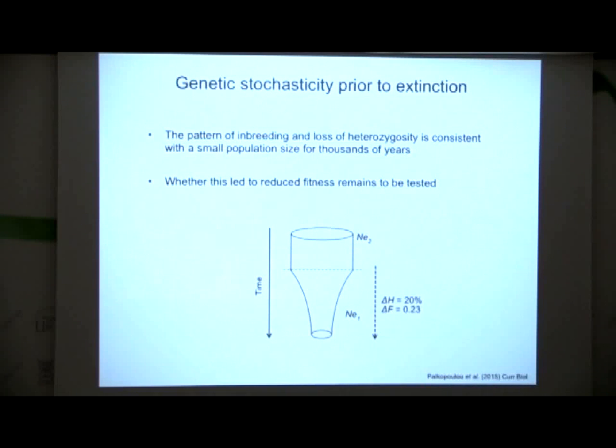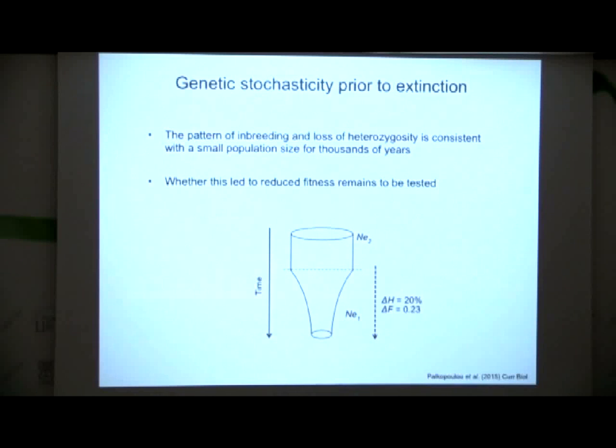So we can then fill this one in if you want. Delta F is 23%. And I would just like to stress that, of course, we have no idea whether this inbreeding that we infer had any effect on fitness. We have not yet been able to test this. We are working on different ways of doing this, but it might be that this had no effect on the population's fitness.